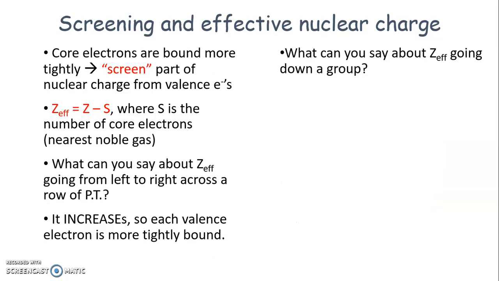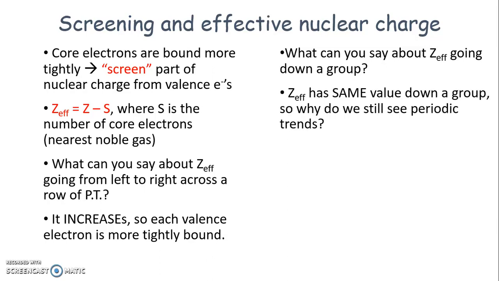Okay, so we can extend this further and talk about the effective nuclear charge going down a group. Well, pause the video and think about that for a second. Well, we've actually already covered this, right? The effective nuclear charge has the same value going down a group. It has to, because you've got the same number of valence electrons, which means you're at the same point past whatever your noble gas core is. And since that's literally what you're talking about, that is going to be your effective nuclear charge.